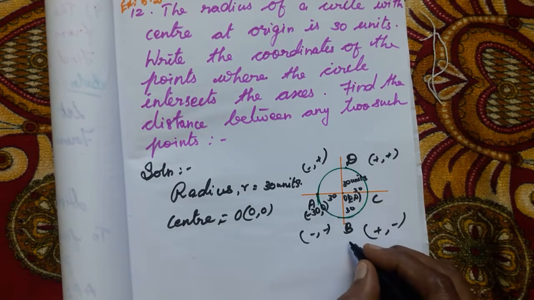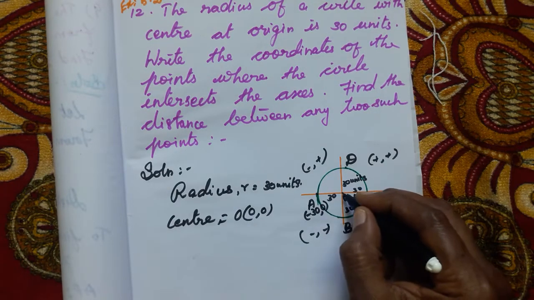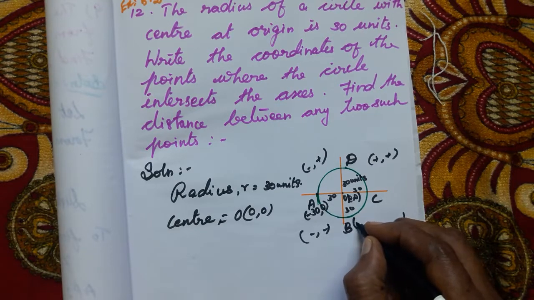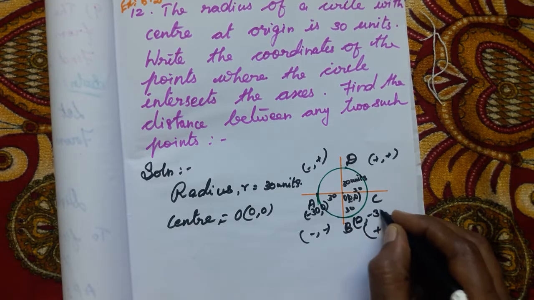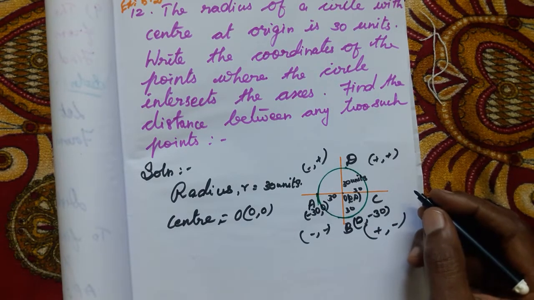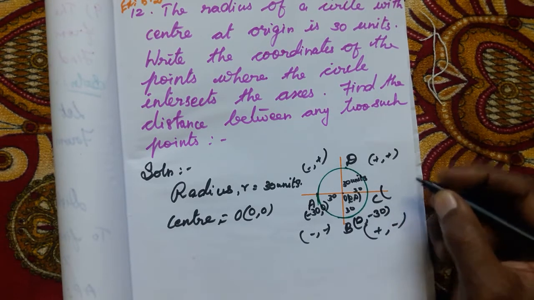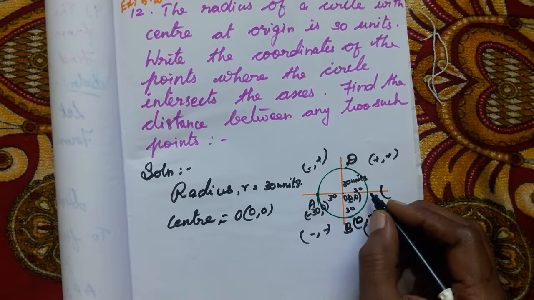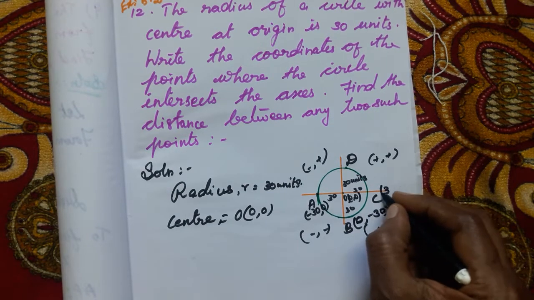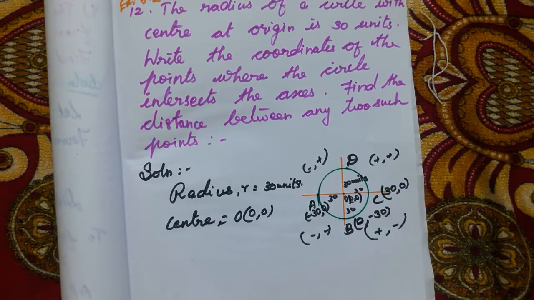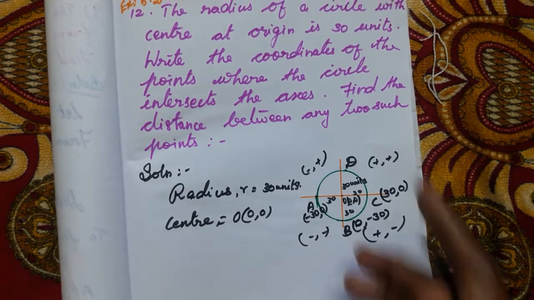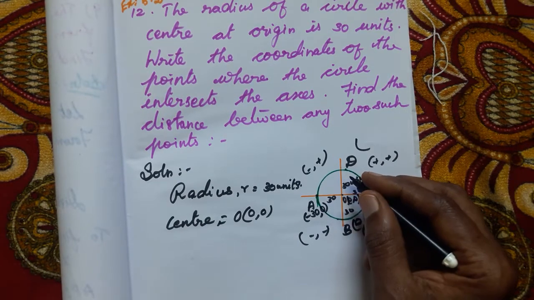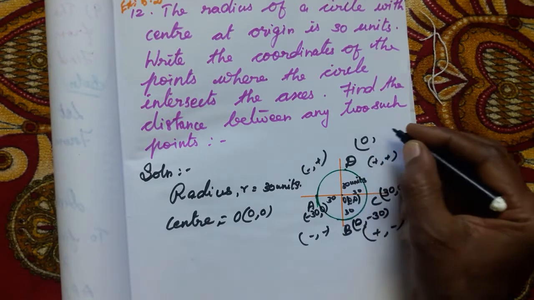Next, what's the point B? Listen, x-axis 0, y-axis 30, but on the negative side. So we can take 0 comma minus 30. Next, what is the point C? Listen, x-axis 30 units, y-axis 0. So we can take 30 comma 0. It is on the positive side. What is the point D? X-axis 0, y-axis 30, on the positive side. So 0 comma 30.